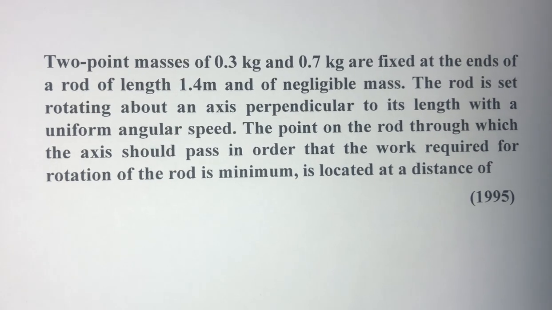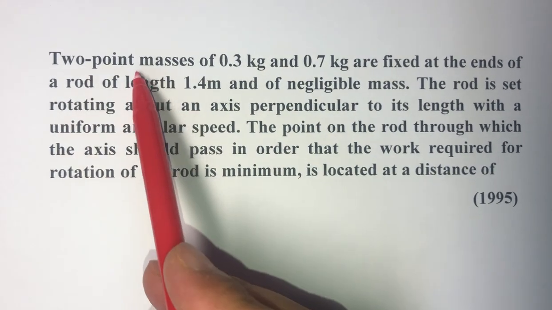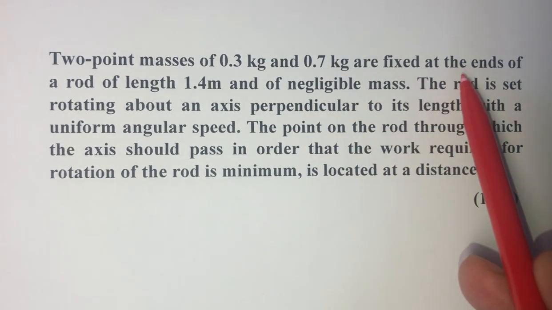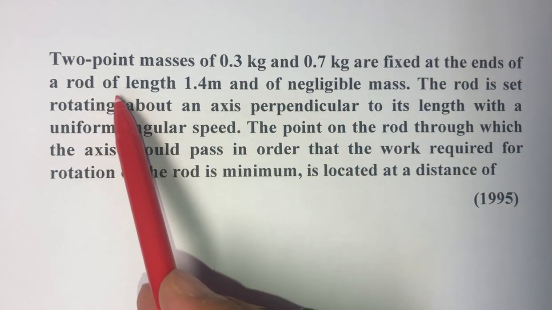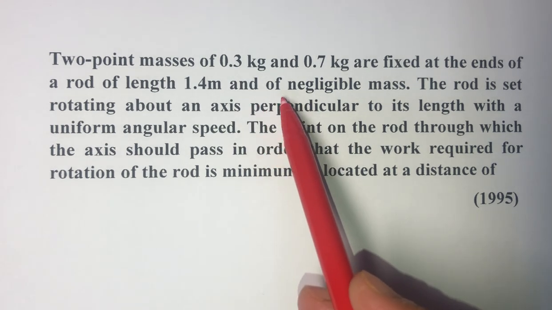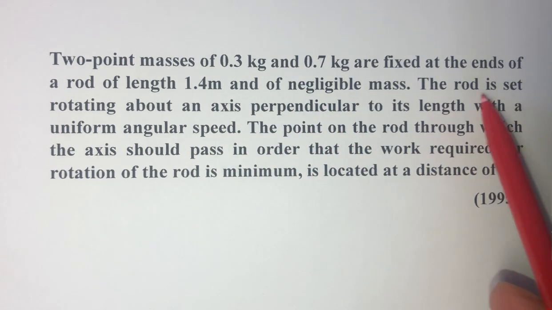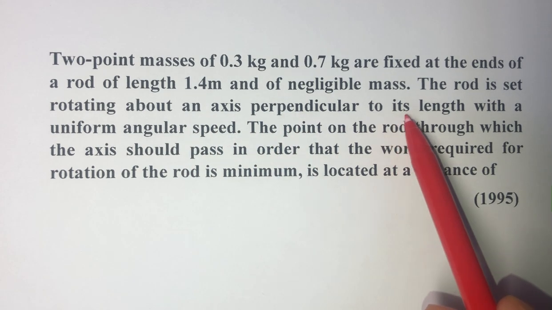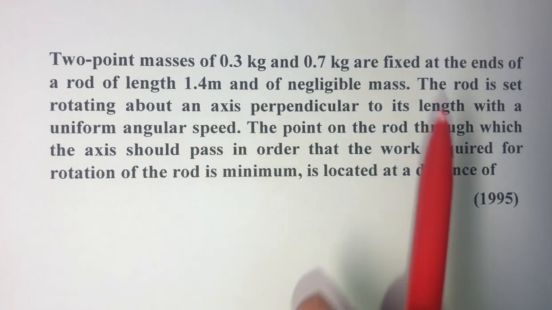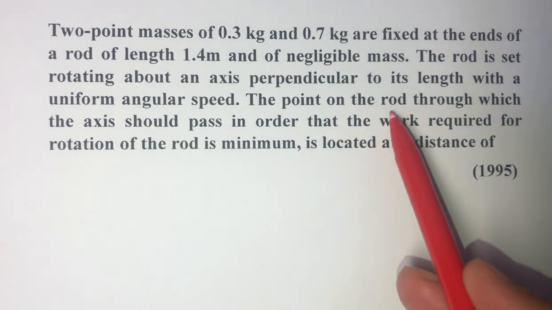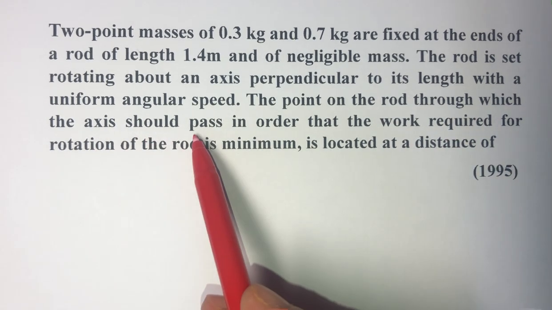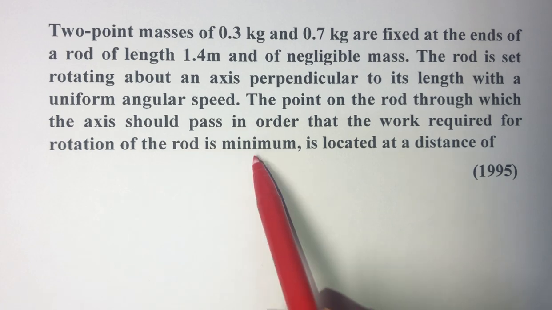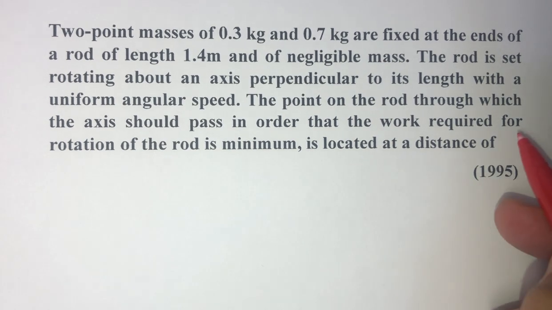Hello friends, in today's question, 2 point masses of 0.3 kg and 0.7 kg are fixed at the end of the rod of length 1.4 meter and of negligible mass. The rod is set rotating about an axis perpendicular to its length with a uniform angular speed. The point on the rod through which the axis should pass in order that the work done required for the rotation of the rod is minimum is located at a distance of.